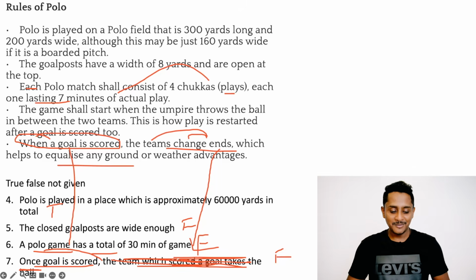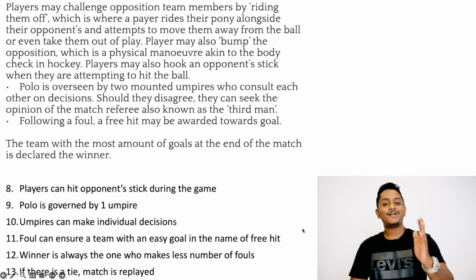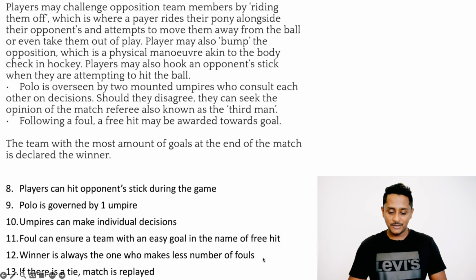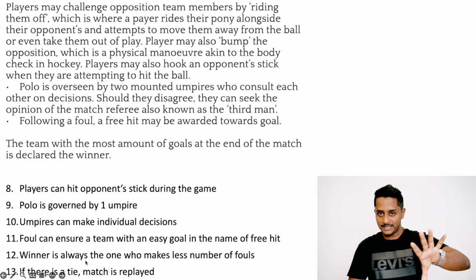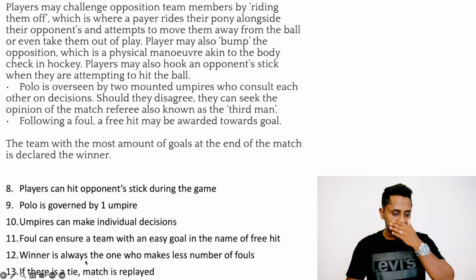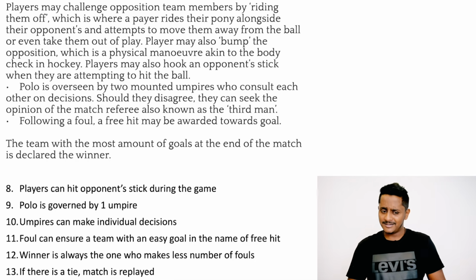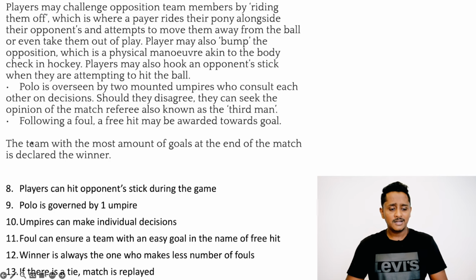Keep a track of the mistakes that you have done. We start with the eighth one. The 13th is if there is a tie. I'm not sure if it is clearly visible. If there is a tie, match is replayed. That's the 13th one. You can pause the video, try doing it, and once you finish it, resume the video to understand the strategies. Alright, I hope you have done it.